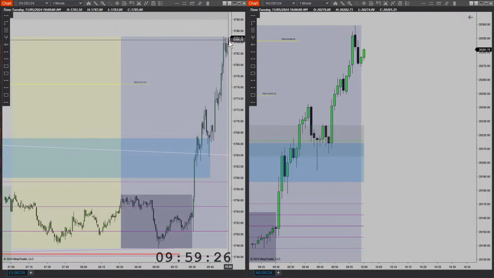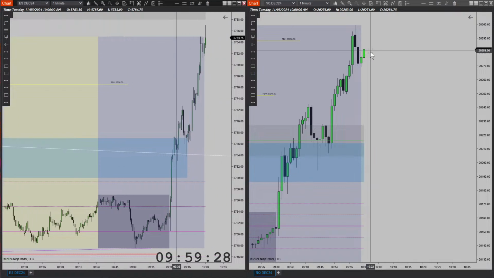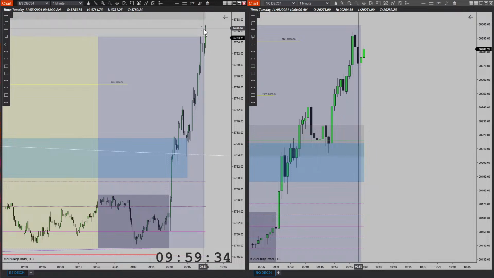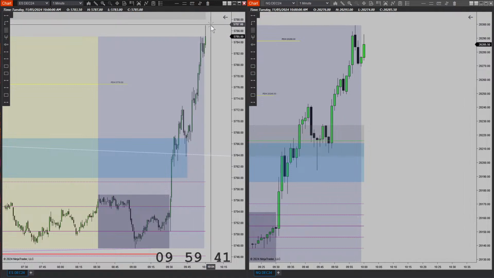Let's see here. We are kind of drawing. We drew a high here on ES. NQ, the 15-minute high is up here. 15-minute high on YM is right. I mean, ES is right here.